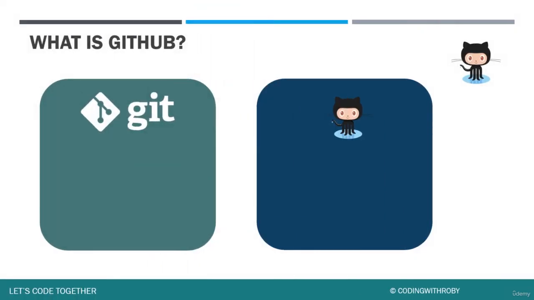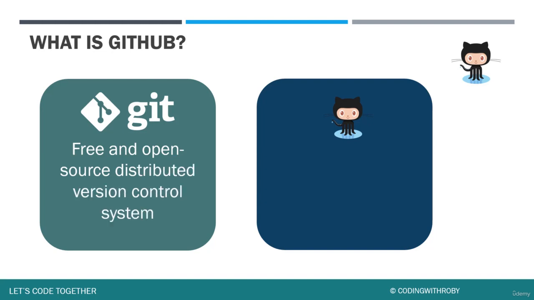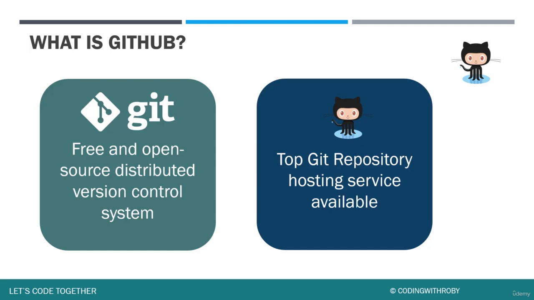So how does Git differ from GitHub? Well, Git is the technology that we'll be using. Git is a free and open source distributed version control system. GitHub, on the other hand, is a Git repository hosting service that works with Git. So in essence, Git and GitHub need each other. They work together to give an amazing experience to you as the developer.